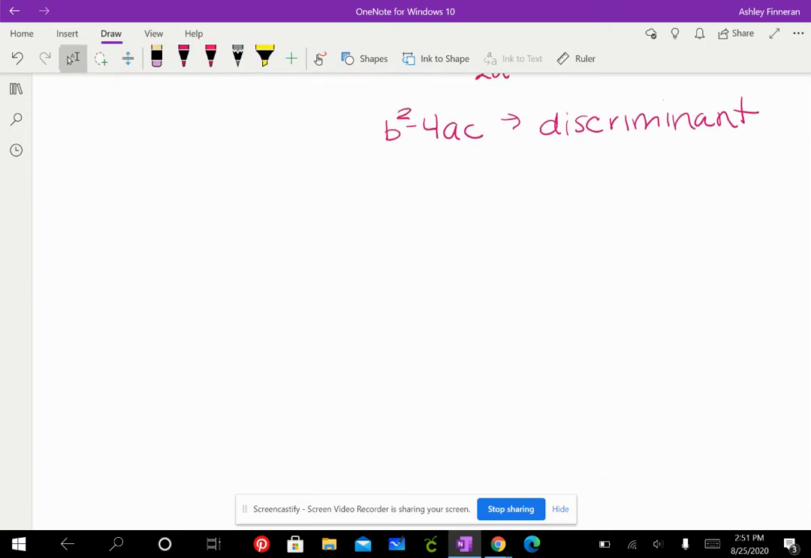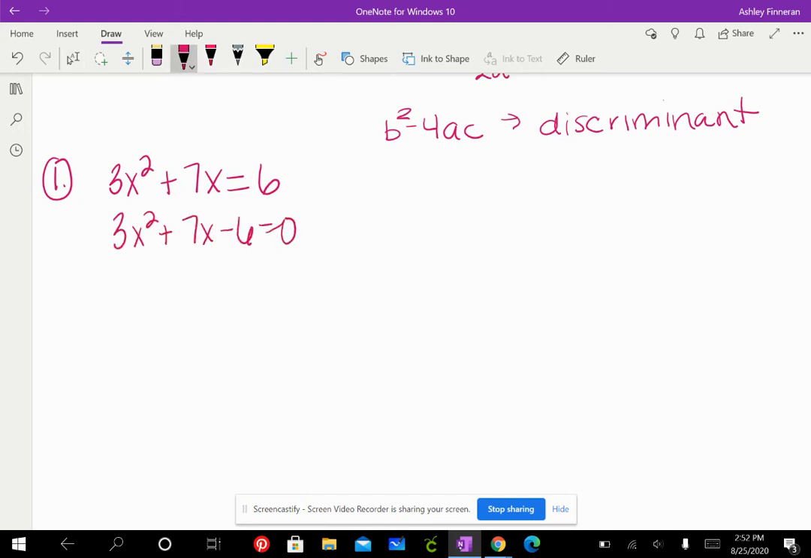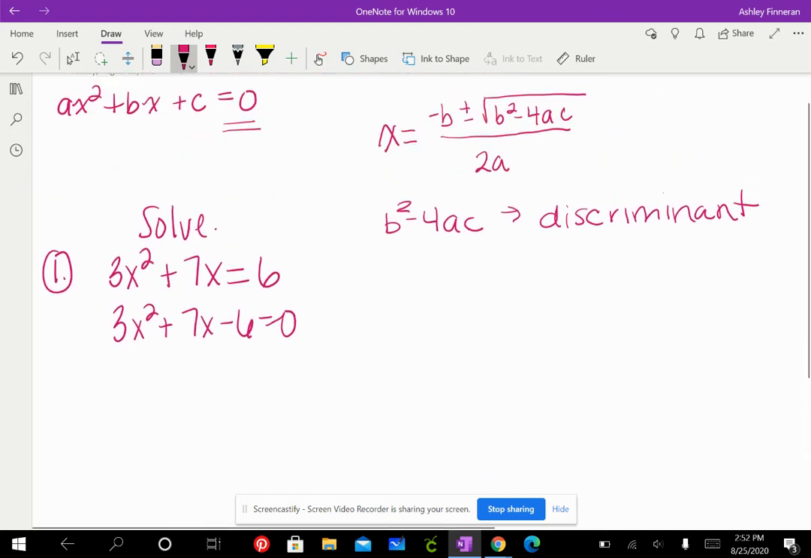So number 1, we have 3x squared plus 7x equals 6. So I hope the first thing that you notice is this is not set equal to 0. And so I'm going to set it equal to 0. And I didn't write any directions down, but we are just solving each of these. There we go. And so now I need to identify a, b, and c.